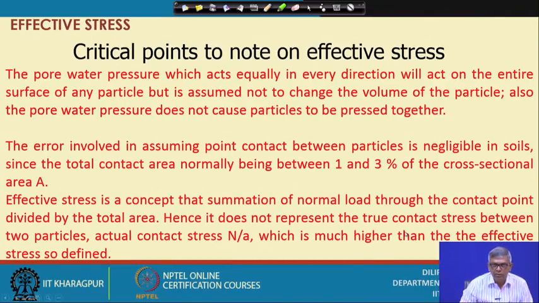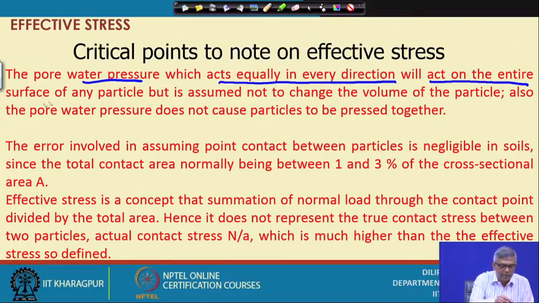Now, these 2-3 points are to be remembered. Effective stress is a concept actually, and here a number of things we have assumed. The pore water pressure acts equally in every direction, on the entire surface of the particles. There are a very large number of particles, and compared to the number of particles and volume, the contact is very less. So, u is assumed to be applied to the full surface of any particle, but is assumed not to change the volume of the particles.